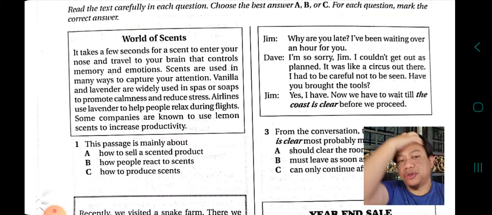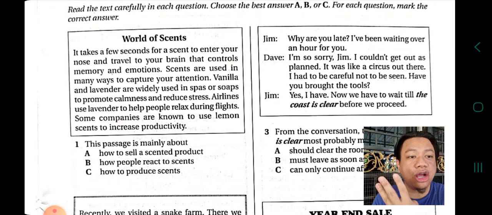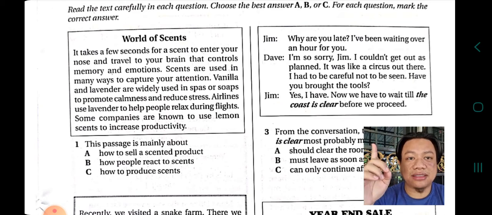Step number 3, you read the options. There are 3 options, A, B, and C. Read option A: how to sell a scented product. Now read option B: how people react to scents. And option C: how to produce scents. After you read these 3 and understand the meaning, you try to find similarity. Does the text state something about option A, or option B, or option C? Then only you read the text.